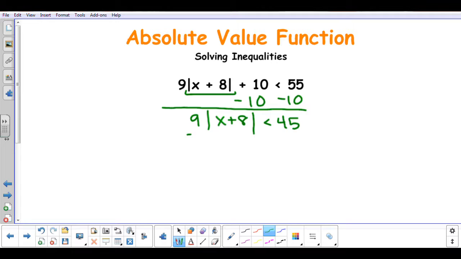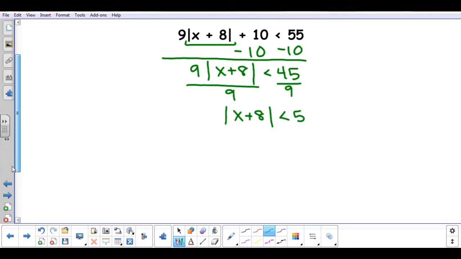Now I need to get rid of the 9, so I'll divide each side by 9, and it'll leave me with the absolute value of x plus 8 less than 5. So this is exactly what I want. Just like when we have an equation, the absolute value bracket is alone and the value on the other side is positive. So again, we're going to split this into two separate problems.